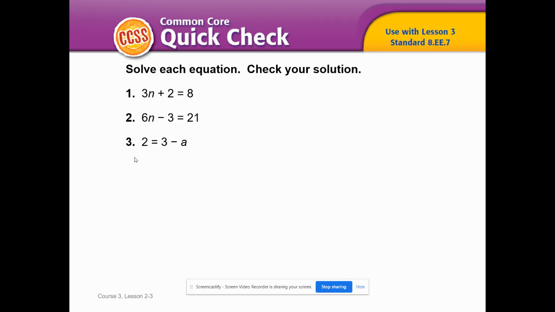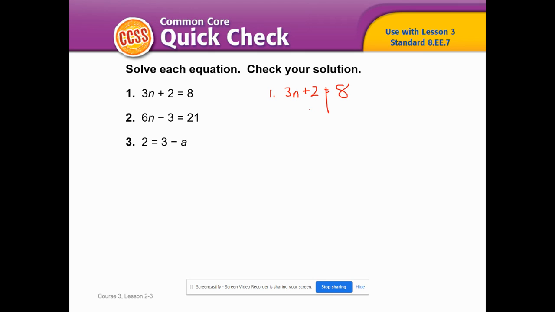In Lesson 2, we covered two-step equations, and based on your work on the little exit ticket we did last class, you are doing really well with this. So let's go ahead and practice solving problems 1, 2, and 3. Go ahead and try problem 1 now. Okay, on problem 1, you should have done 3n plus 2 equals 8.